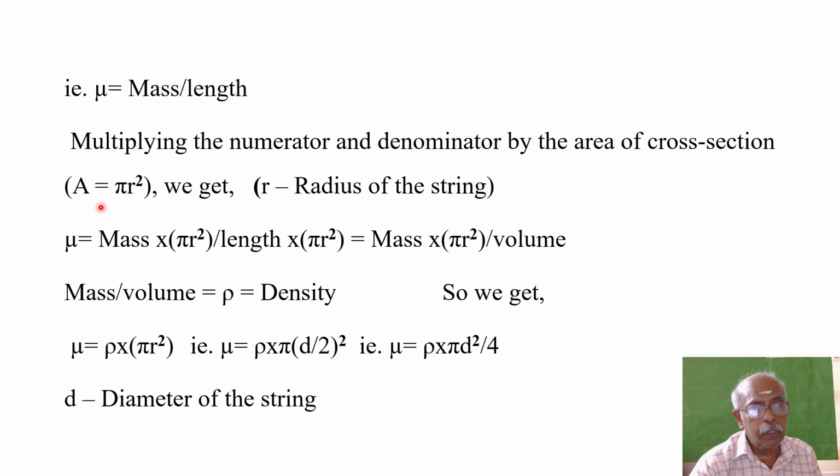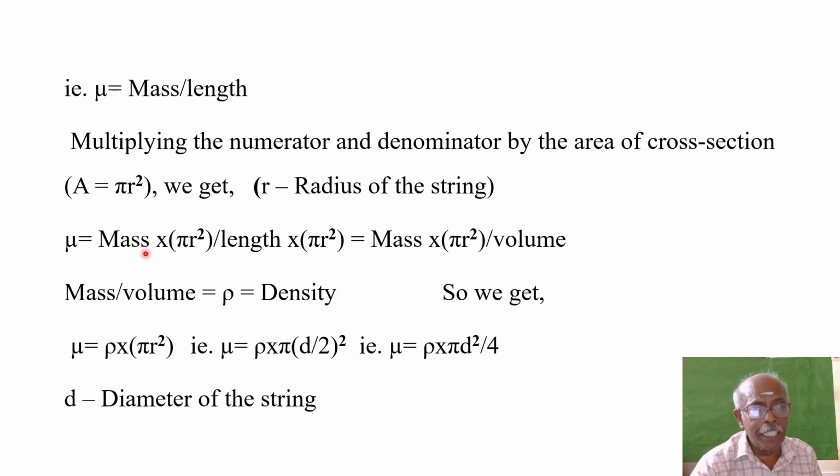So the area of cross section A is equal to pi r square. Here r is the radius of the string. So multiplying the numerator and denominator by pi r square, mu is equal to mass into pi r square divided by length into pi r square. What is length into area of cross section? It will give you the volume.